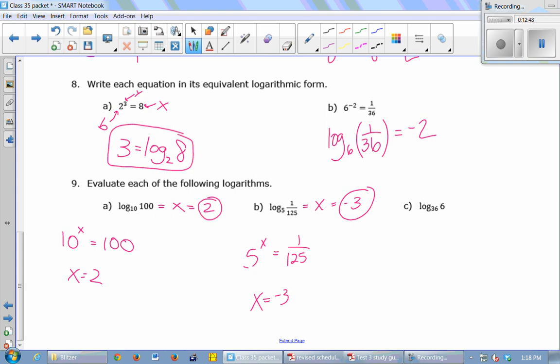All right, you try to answer this one. Log base 36 of 6 equals what? Okay, so if I want to change this to an exponential equation, my base is 36. My log base 36, that's my base in the exponential also. To what power will give me a 6? 1/2, yeah, because the square root of 36 is 6. And another way to write a square root is to the 1/2 power. So here x is a half.